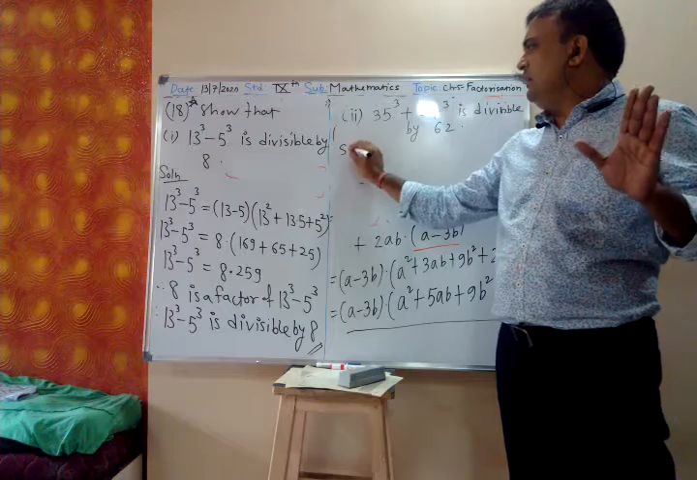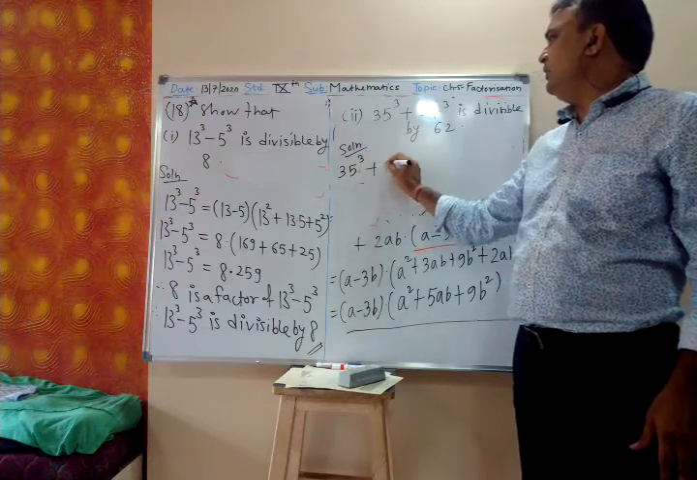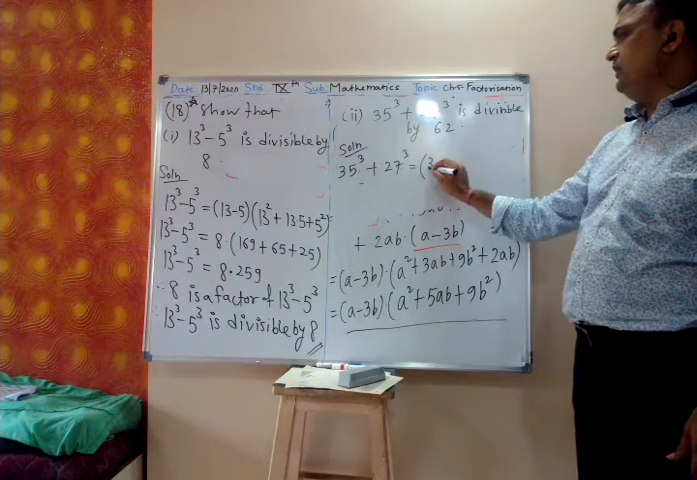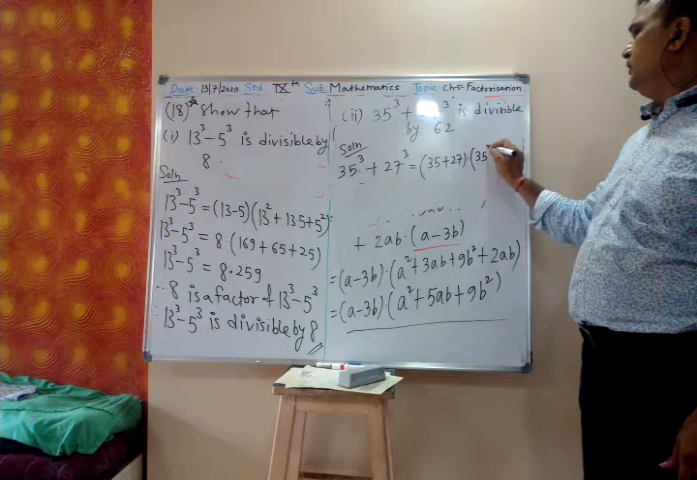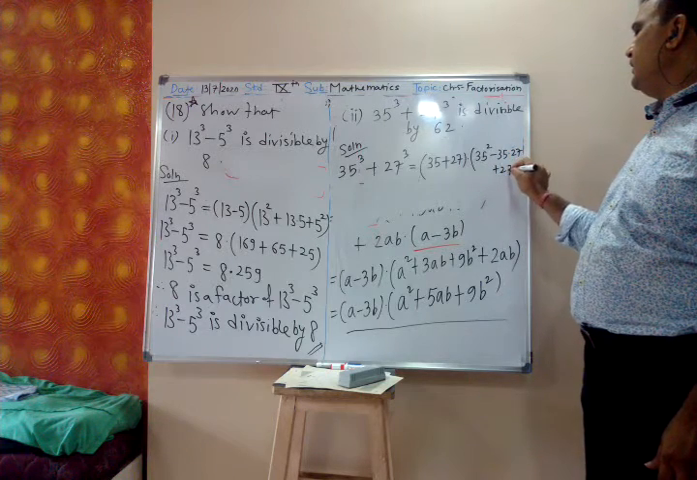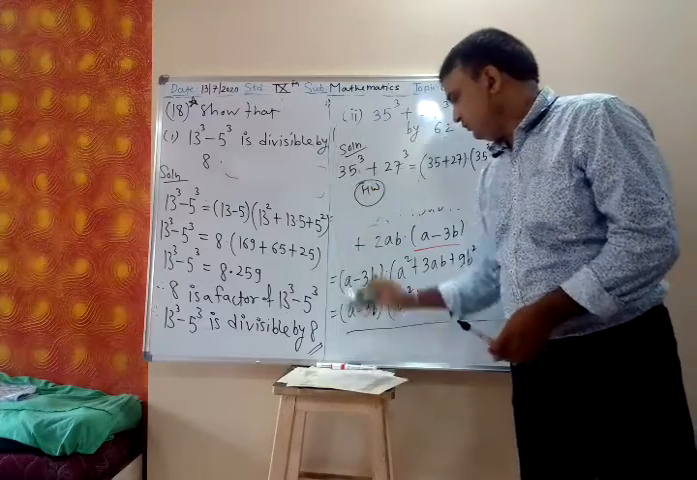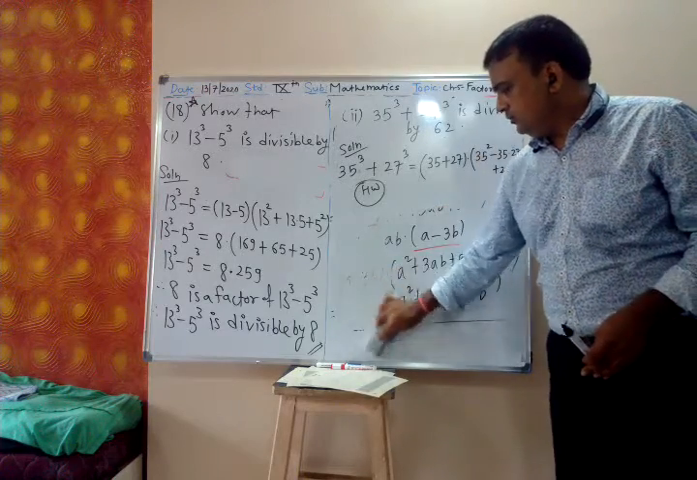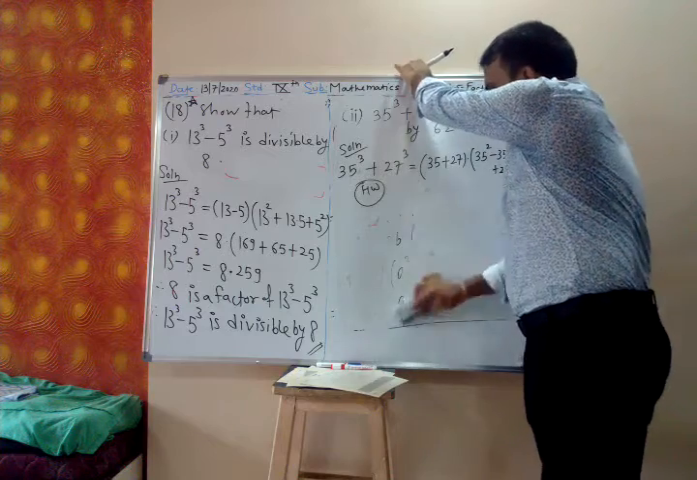Wait, let me write a few steps. So this is 35 plus 27. a cube plus b cube is a plus b into a square minus ab, 35 into 27, plus 27 square. Now the further part I am giving as homework, because you have to find 35 square and then 27 square, and that will take time.